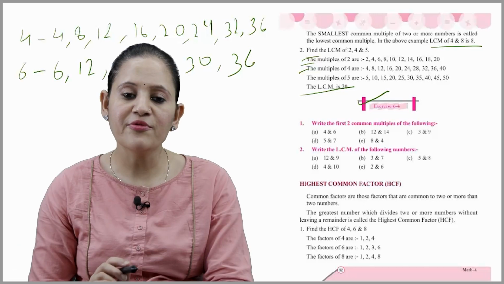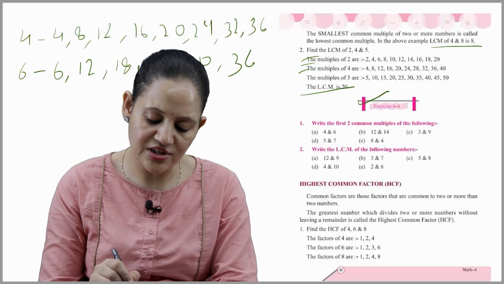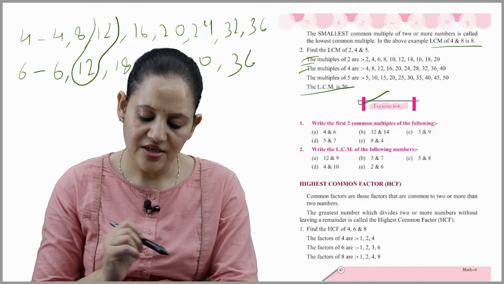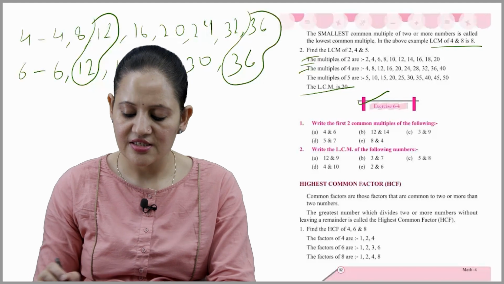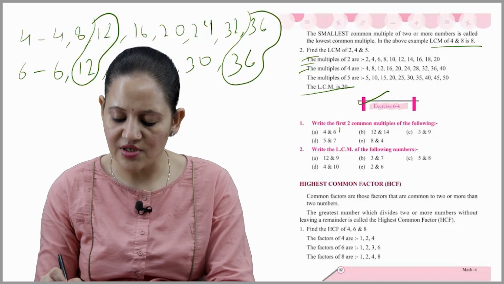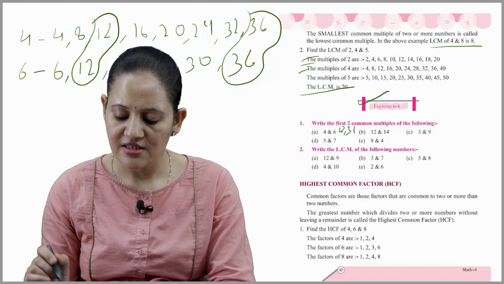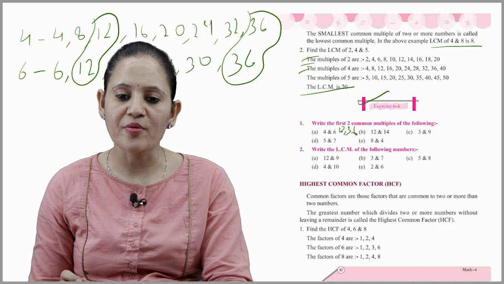Clear? So we have to write the first two common multiples. First two common multiple क्या हो जाएंगे? 12 and 36. So answer हो जाएगा यहाँ पे 12 and 36. Next is highest common factor, HCF.